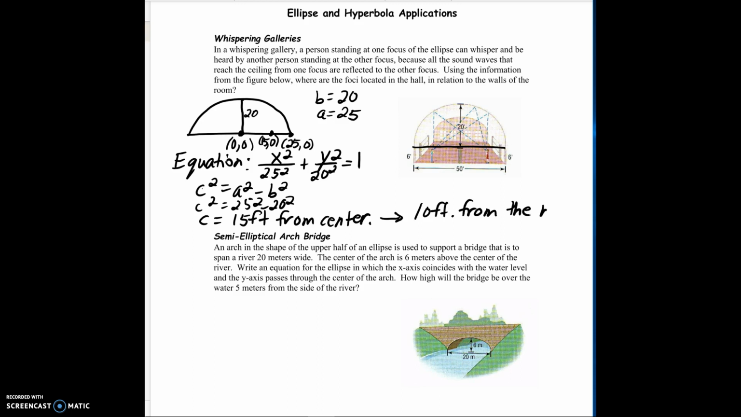So you'll notice with these applications, with the ellipse or hyperbola, we want to use reference points that we can actually find. So you would walk in 10 feet from the wall to the focus point. Usually in these whispering galleries, the focus points are labeled so you know where to stand. There's one in Washington, D.C., and actually one in Grand Central Station also.